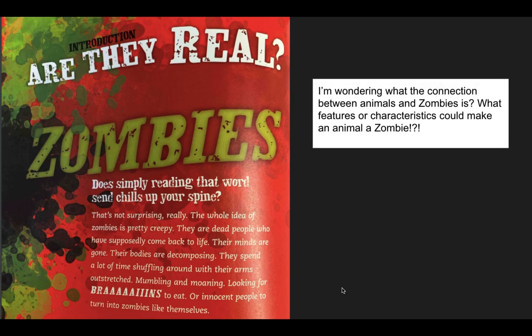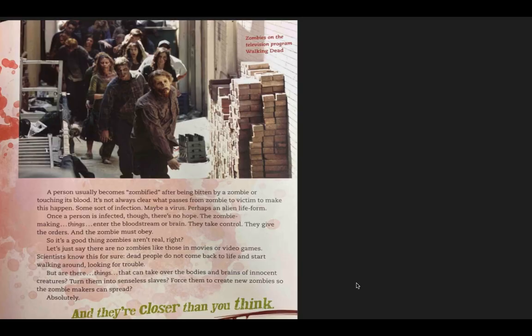So I'm kind of wondering what this connection between animals and zombies is, and maybe what are some features or characteristics that can make an animal into a zombie. Zombies on the television program Walking Dead. Some of you, if you're fans of that show or any of the spin-off shows, I'm kind of wondering what the connection is. It says they're closer than you think.